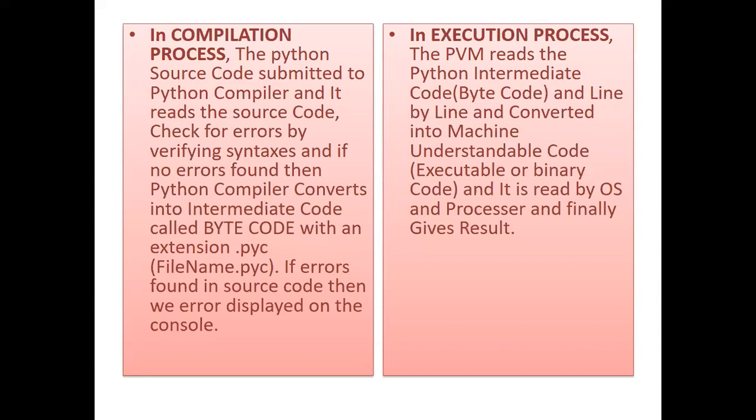Now we talk about the execution process. What does the PVM do? The PVM reads the Python intermediate code, that is the bytecode, line by line, converts it into the machine understandable code, that is binary code, which is read by the processor, and finally it gives the result. Is this clear, students?